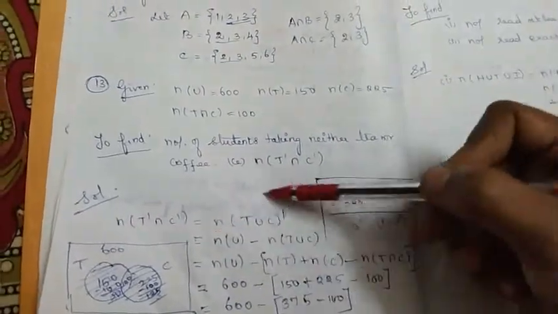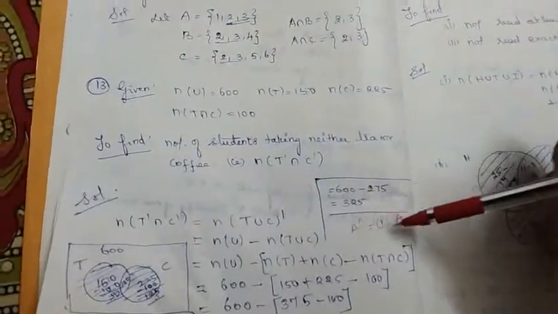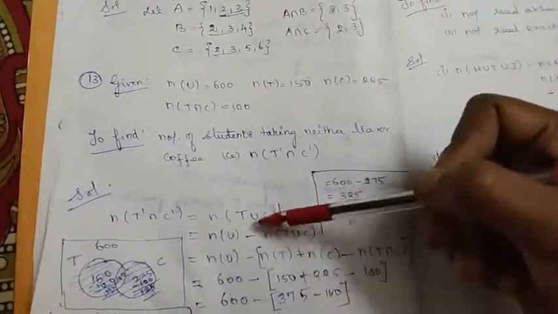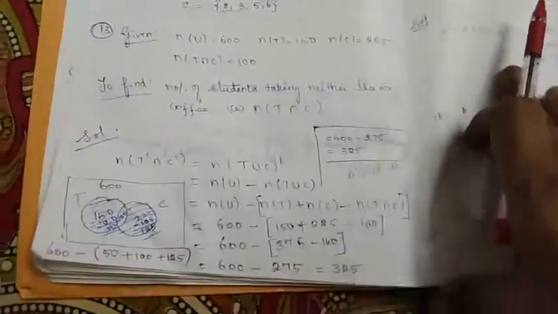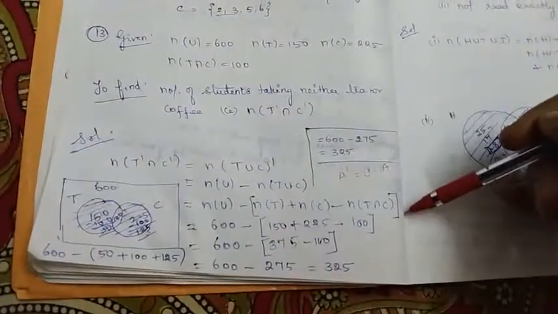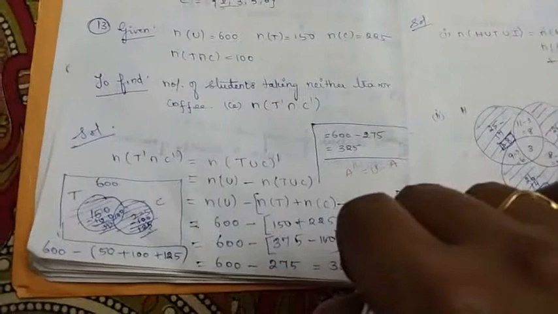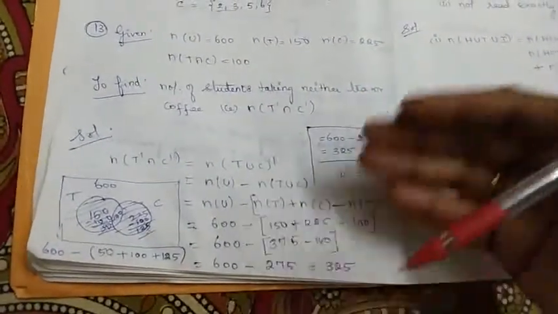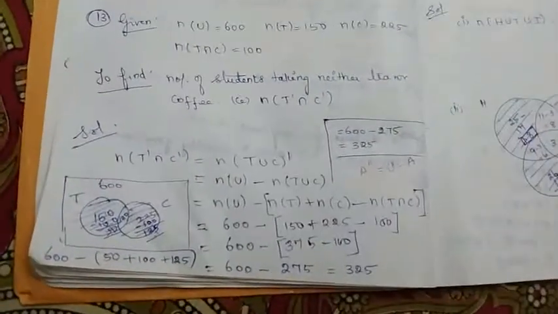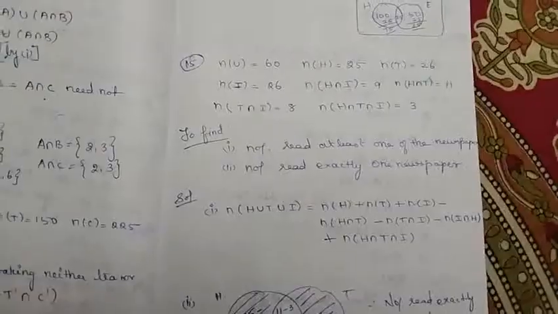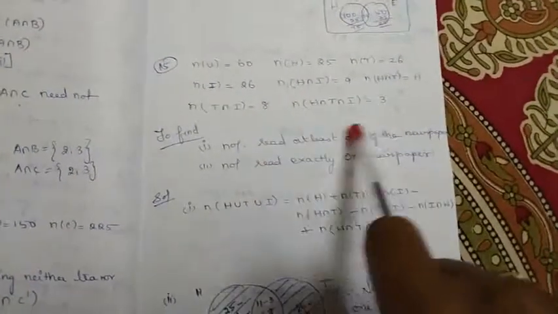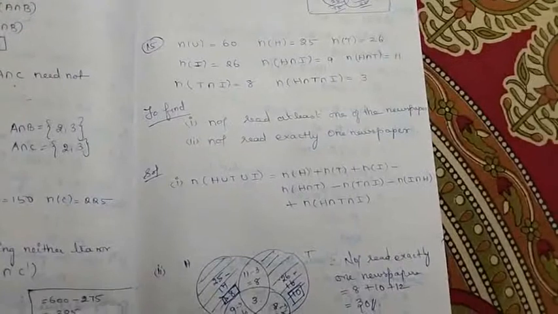Now this can be written as n of A dash is U minus A. So n of U minus n of T union C. Now for T union C we can apply the formula, because for these things only we know the data. So likewise we will be using those results, right? And for problems involving 3 sets, you have to do it in the same way.